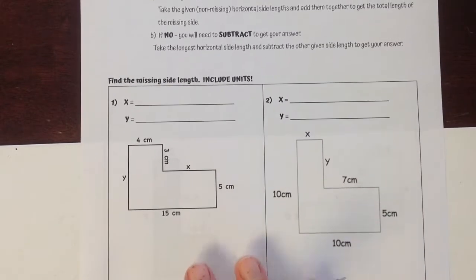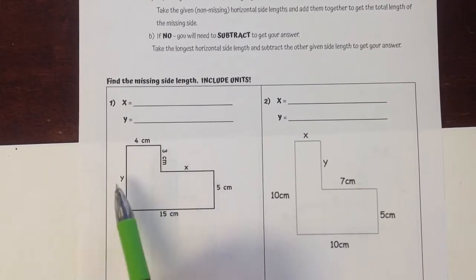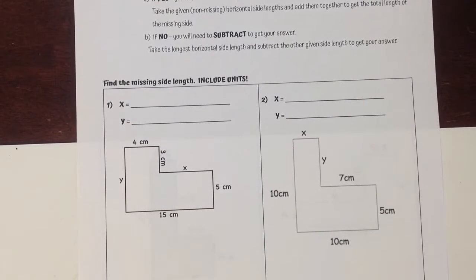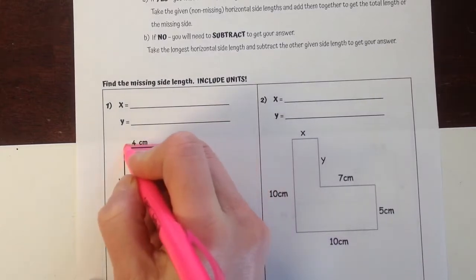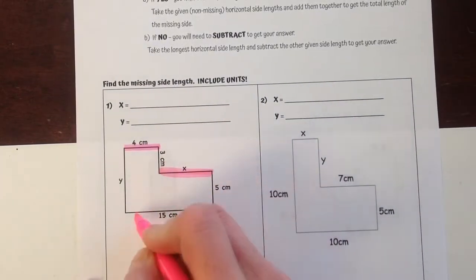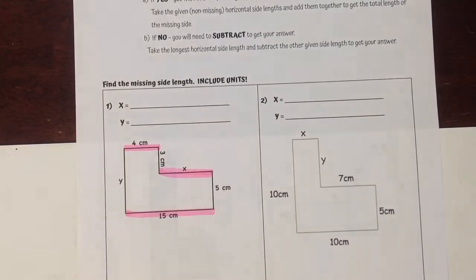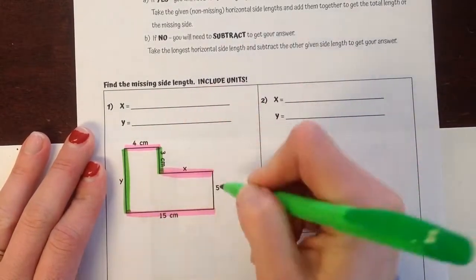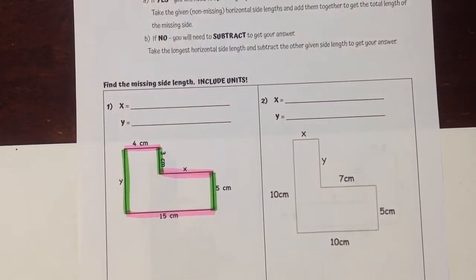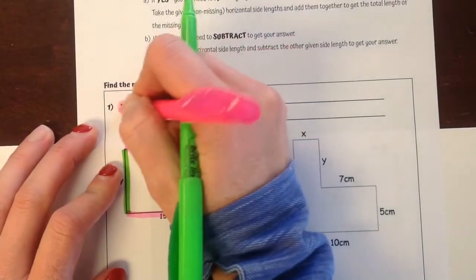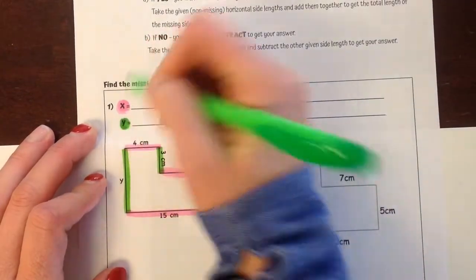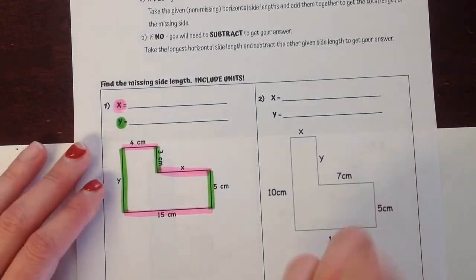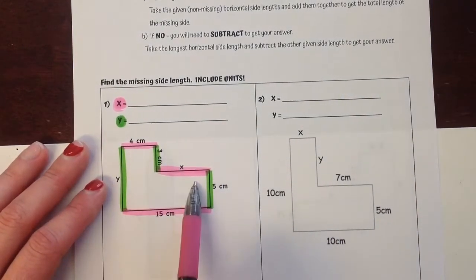So here I have a shape, and you can see that I have my x and my y, and those are unknown values in there. So what I'm going to do is I'm going to go ahead and highlight different colors to represent the horizontal and the vertical. And now that I have my different colors, I know that I'm looking for my x that's pink and my y that's green. So if I start with my pink, I know that I need to solve for x. And you have 4 and x.